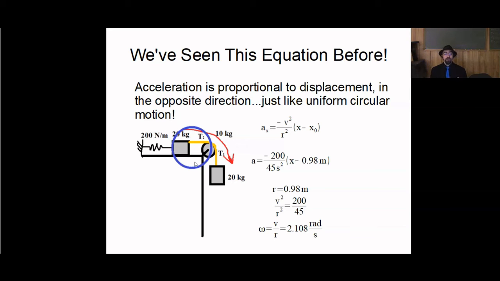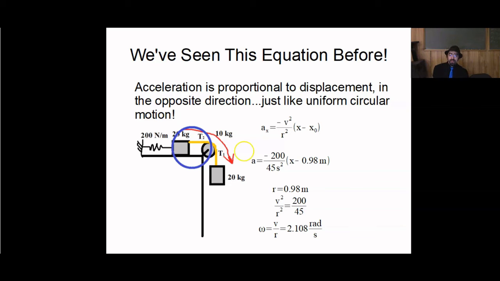Because we say that for uniform circular motion, total acceleration is v squared over r. The x component of acceleration is v squared over r times x minus the center over r. So negative v squared over r squared times x minus the center. Well, if that's the equation that describes uniform circular motion, but it also describes the acceleration of this block, then we know that these two need to be behaving in the same way. If the same equation applies to both of them, the motion needs to be the same.